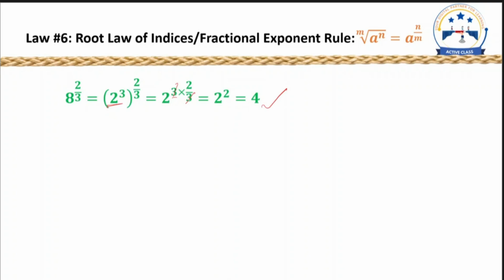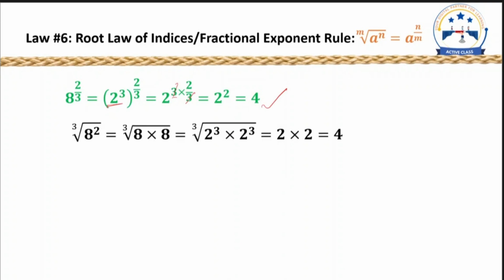Let's think the other way around. Suppose you've got cube root of 8 squared. Let's simplify. 8 squared means 8 times 8. The cube root remains the same. Now 8 is 2 power 3, and this 8 is also 2 power 3. If you have a cube under the cube root, then you simply take it out of the root. So this 2 and 2 will be out of the root. So 2 times 2 is 4.